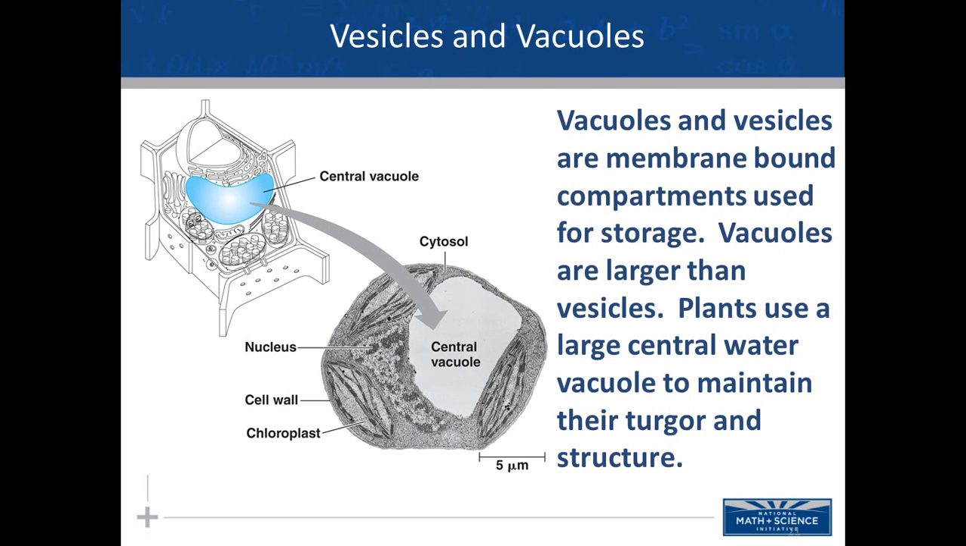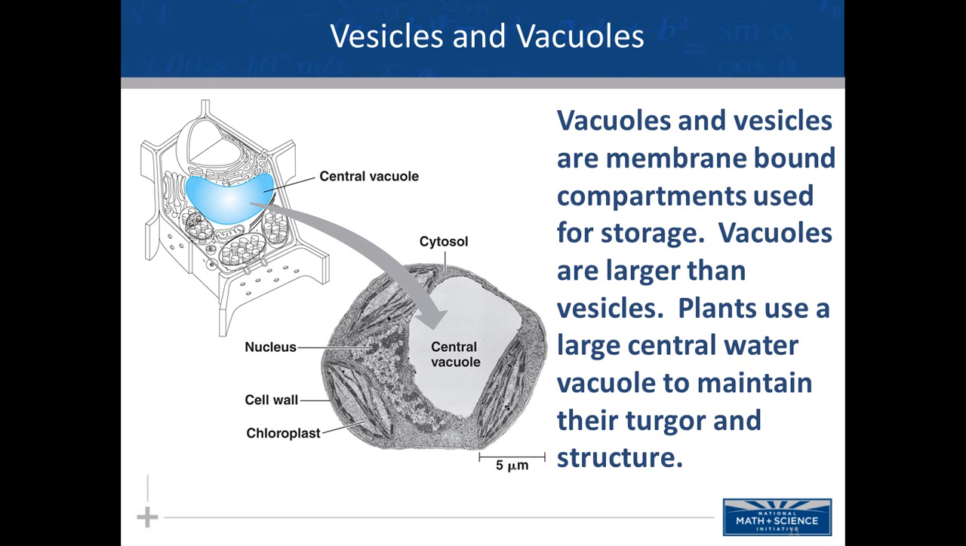Vacuoles are much larger, and they are also membrane bound, and they are usually used for storage. For example, a water vacuole will store water. Sometimes you'll also find pigments in them or crystals in them. Plants will use a large central vacuole to help maintain their turgor and structure.